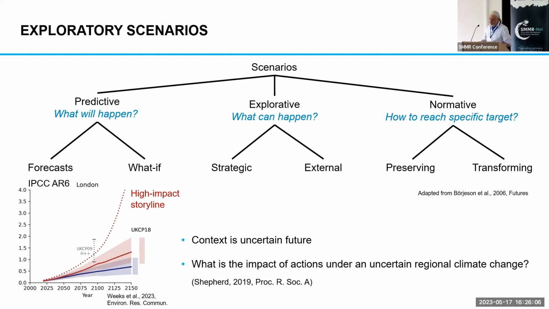And once you have that uncertainty as your context, really to borrow from Ted Shepherd at the University of Reading, the societally relevant question becomes, what is the impact of our actions under an uncertain regional climate change? And that really belongs in the what can happen category.